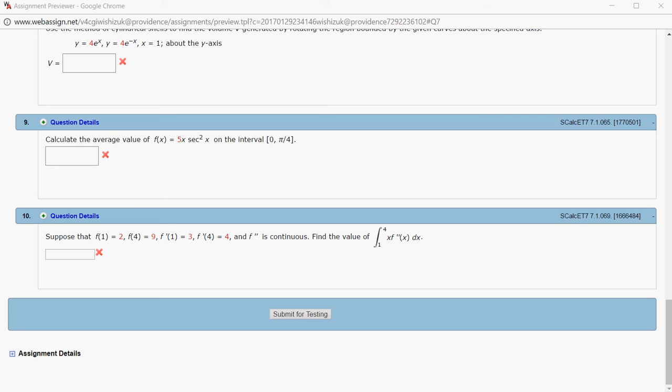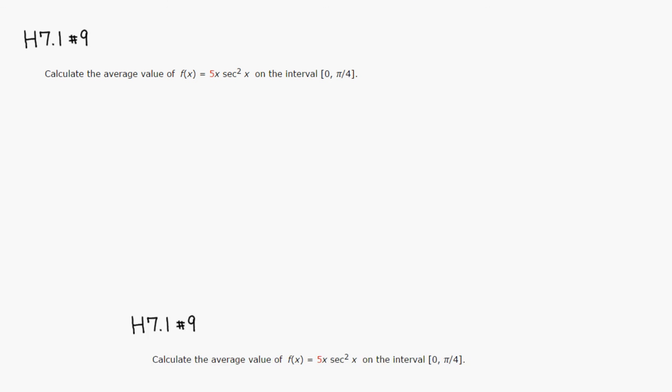Alright, let's look at homework 7.1, problem number 9. Let's find the average value of 5x secant squared of x over the interval from 0 to pi over 4. So we want to find the f average.